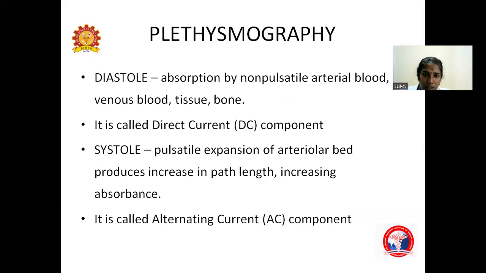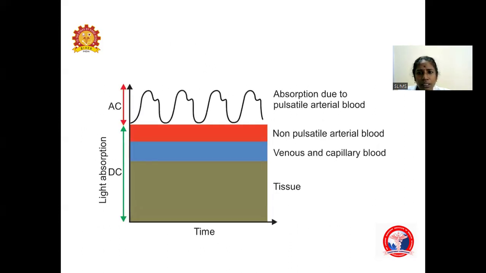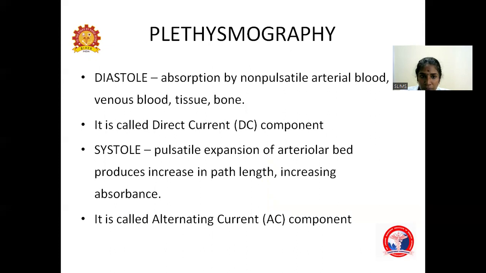It is AC and DC, from your school days onwards. That is direct current and the alternate current. In diastole, it is called the direct current, and systole will have the alternate current. See, this is the graphical representation, that is the direct current and the alternate current. Alternate current comes under what? Alternate current is in systole.